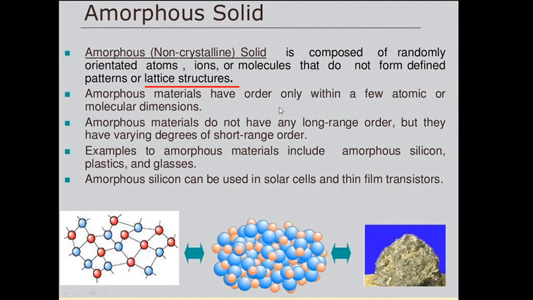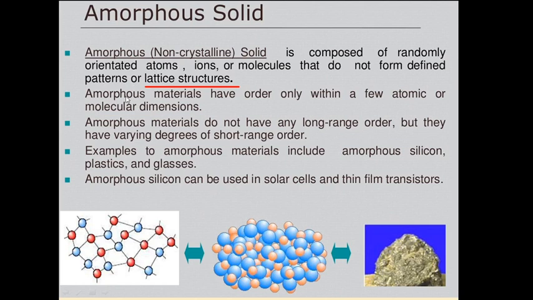Amorphous materials have order only within a few atomic and molecular dimensions. एक या दो एटम तक या मैक्सिमम 3-4 एटम तक उसका ऑर्डरिंग मेंटेन रहता है, उसके बाद it is not sustainable.